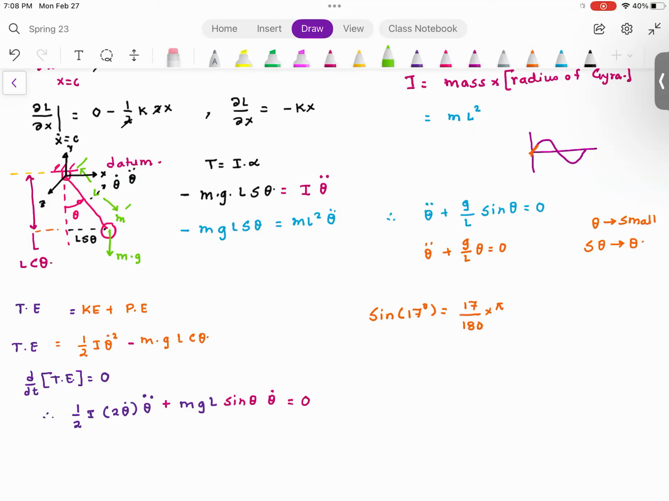And then you cancel theta dot, and you get the equation I theta double dot plus m g L sine theta is equal to 0. Are you with me?